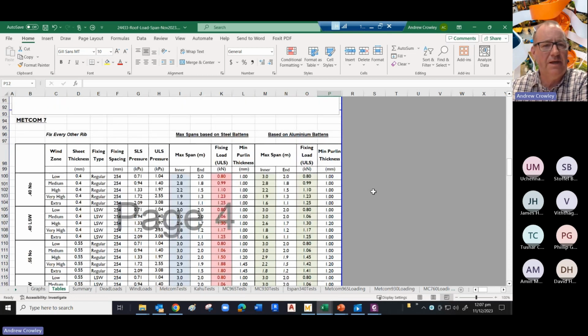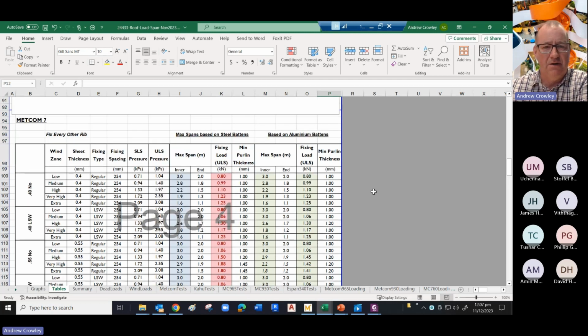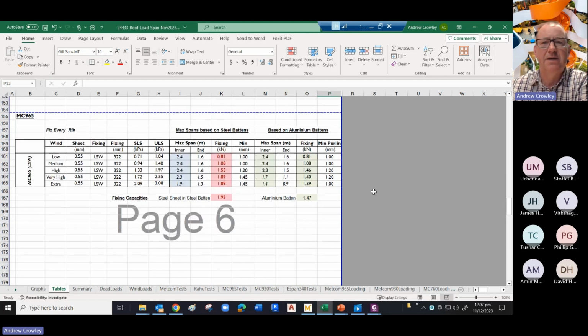Moving on, you then get the capacities, low, medium, high, wind for steel and aluminium battens for each of the sheets. So this one's for Metcom, then we go on to Kahoo, then so on, MC965. So that's your first starting point. So this is a roof on a roof, and your top layer is a standard roof sheet, and that can be the governing criteria.